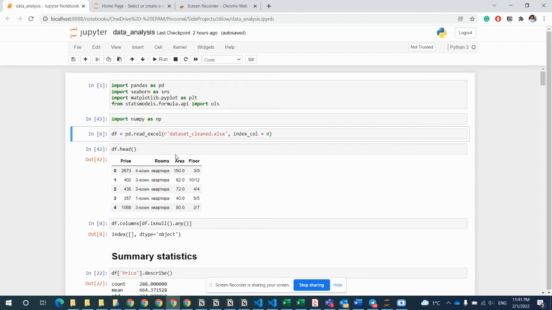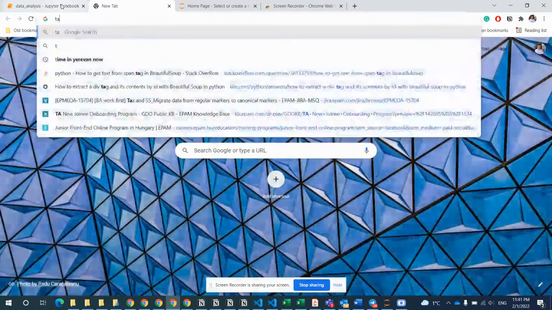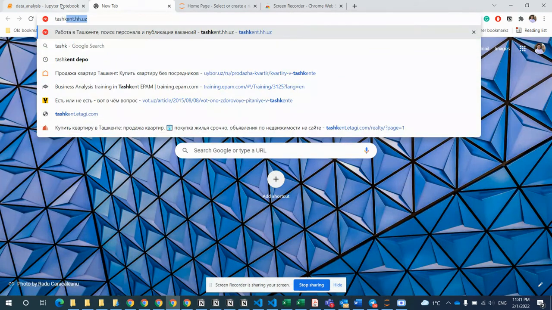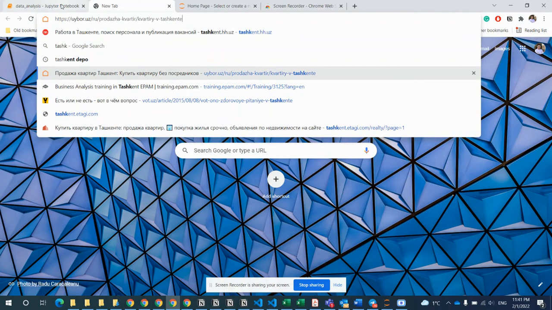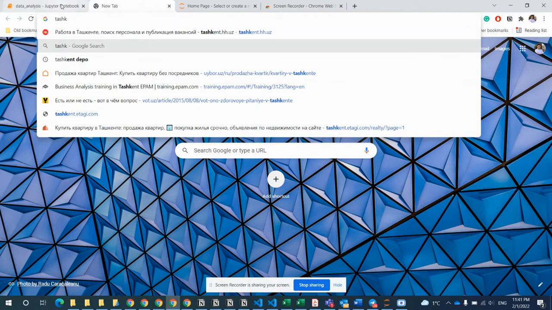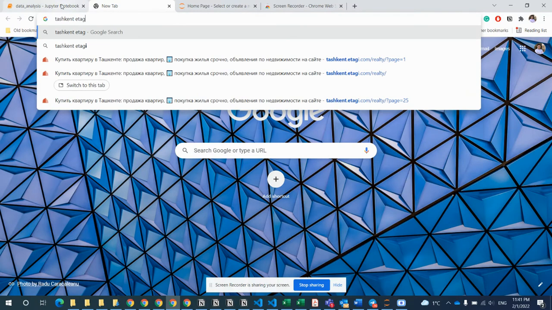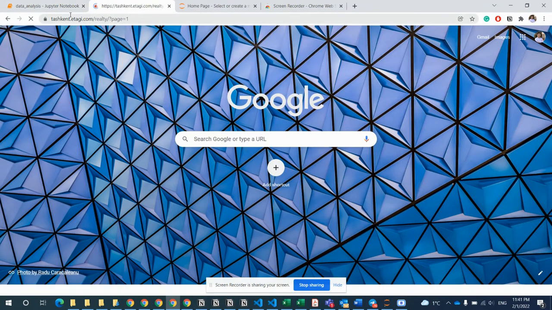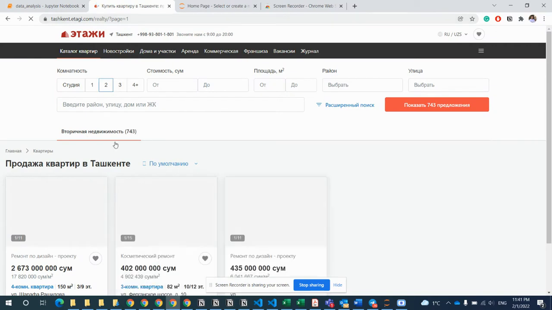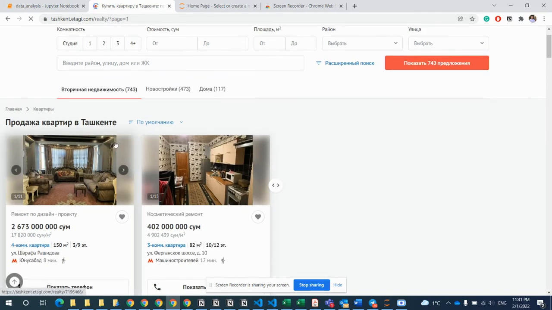Basically, how I started, there was a website of house prices. It's called like, not like this, but like this. Share the link later as well. So you just go there and then we'll see the houses.